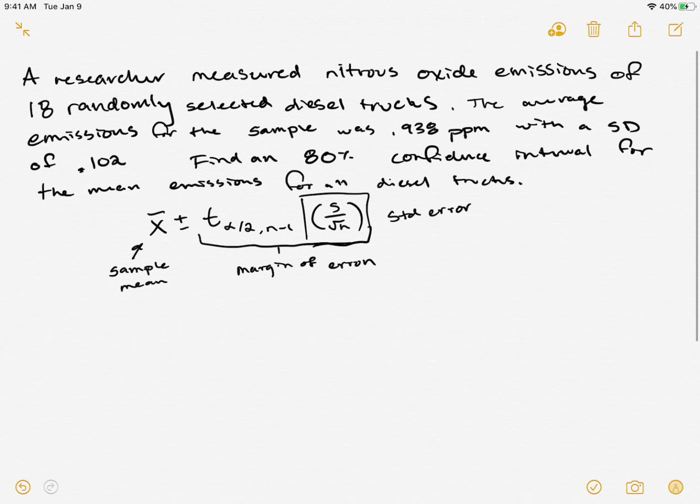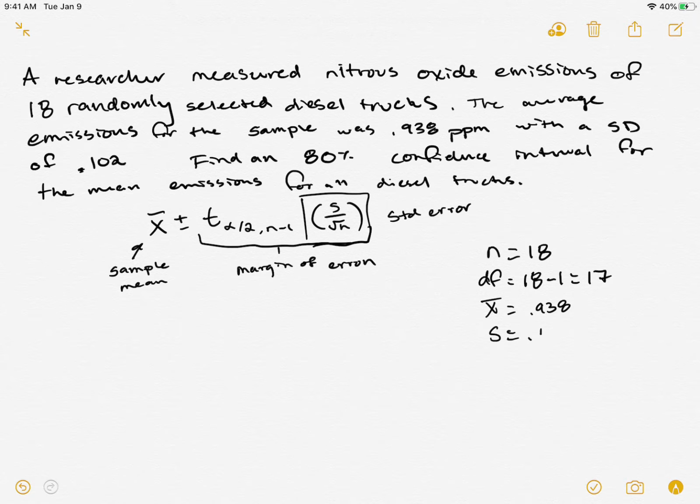So let's write down what we know from our little short novel. We're looking at 18 different trucks, so that's our sample size: n is equal to 18. The degrees of freedom for the t-distribution we find just by taking sample size minus 1, so n minus 1 is 17. X bar is our sample mean, which is 0.938, and our standard deviation is 0.102.